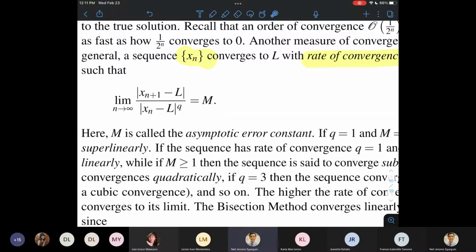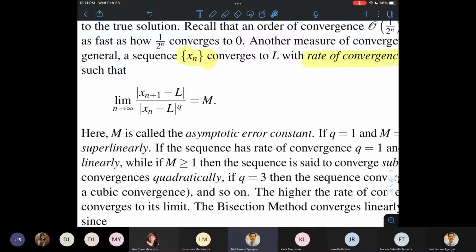Okay? So in this case, again, q is the rate of convergence and m is called the asymptotic error constant. Okay? So titingnan natin kailan magiging proportional o anong power nung previous absolute error ang magiging asymptotically proportional dun sa bagong absolute error.